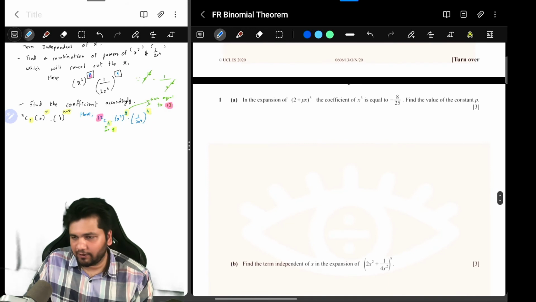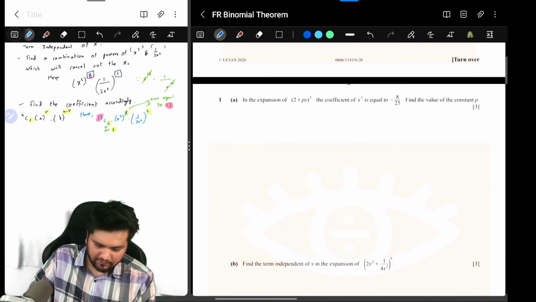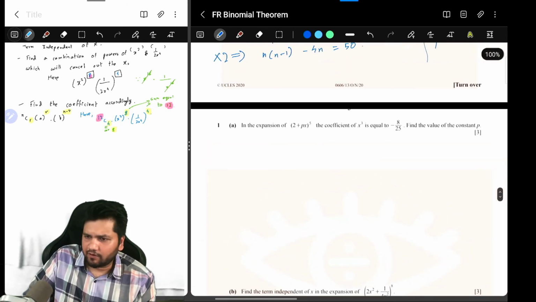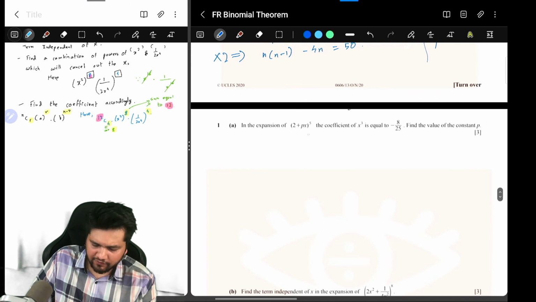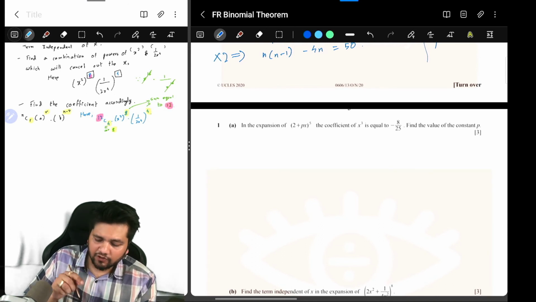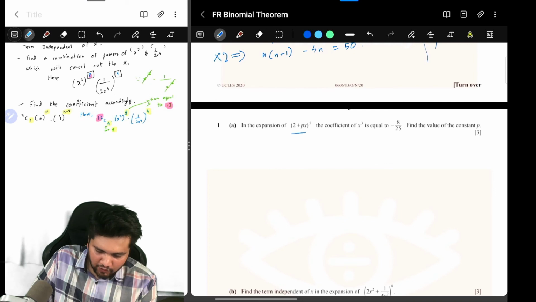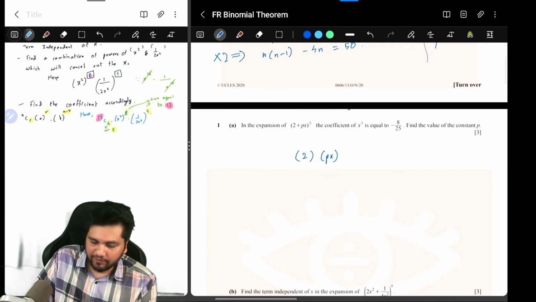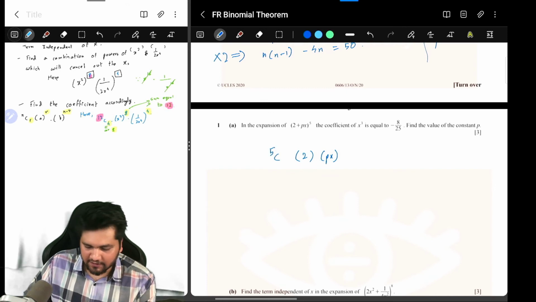Now see, this is one of the very common questions. In 2 plus px to the power of 5, the coefficient of x cube is equal to minus 8 by 25. Now we are talking about the coefficient of x cube. Pay attention everyone. There are two terms, 2 and px. So 2 to the power of something, then px to the power of something, and then there will be 5C something. Did you understand this structure till now?